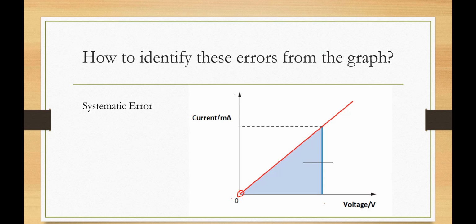However, if the apparatus is not corrected for zero error, it will read either a higher or a lower value of current, leading to a straight line of the same gradient above or below the expected line. In short, the graph will have a y-intercept denoting systematic error when it is expected to pass through the origin, as shown in this example.